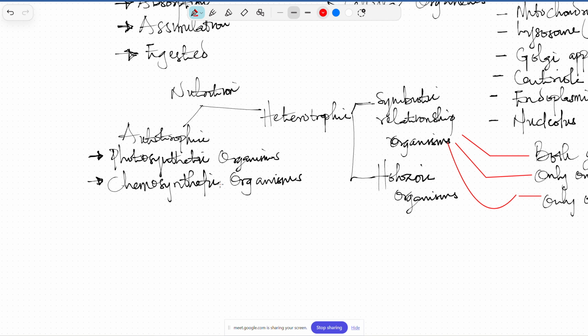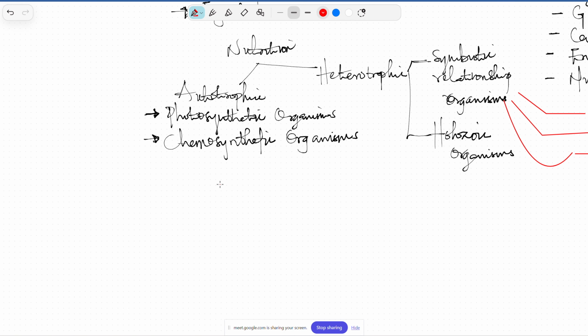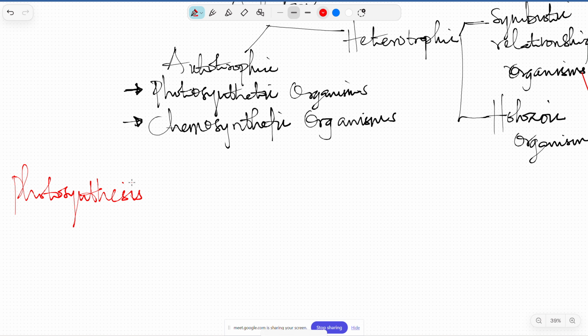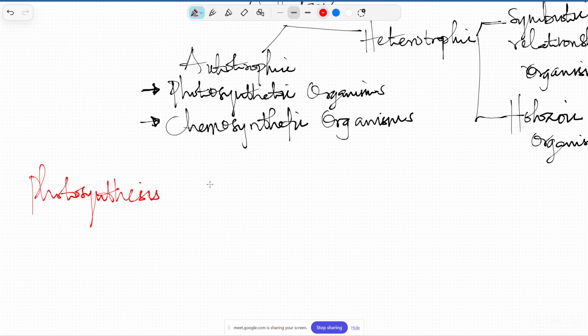Is it clear? Yes, sir. Okay. So now we're going to talk about photosynthesis. You should know that these are organisms that are able to manufacture food via energy from the sunlight and inorganic substances like carbon dioxide and water.